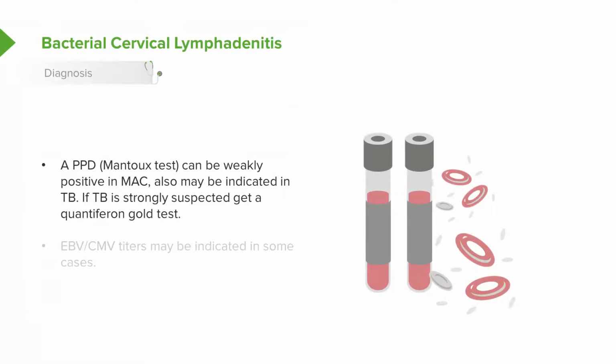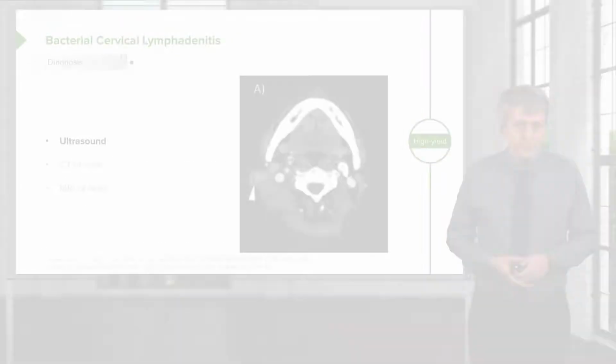It is possible to do a PPD or a Mantoux test in a patient with MAC. It may become weakly positive, and that may be a clue that this is MAC. If TB is suspected, certainly we should get a PPD, and we may actually also get a QuantiFERON Gold, because that may be the better test, especially in a child who's recently had BCG or some other vaccine that might confuse the picture. EBV or CMV titers may be indicated in some cases where you're not convinced what this could be, and that would change your management.